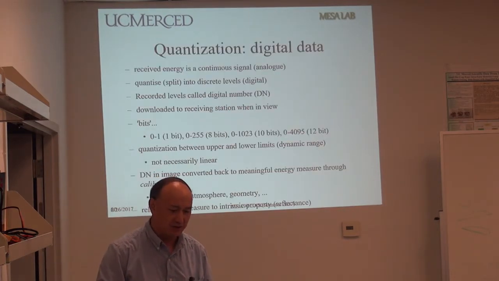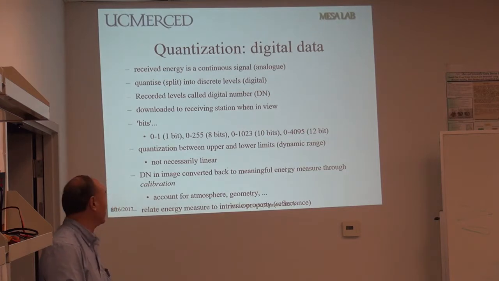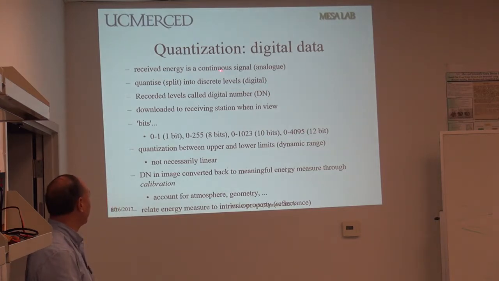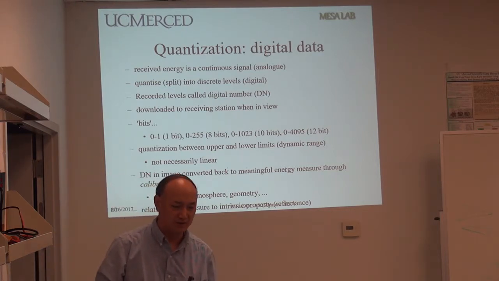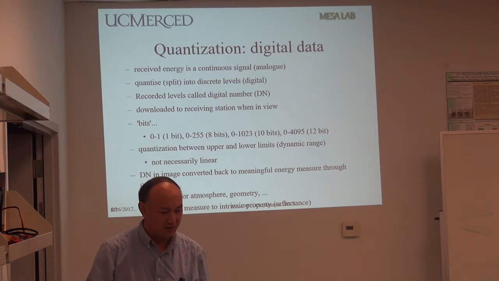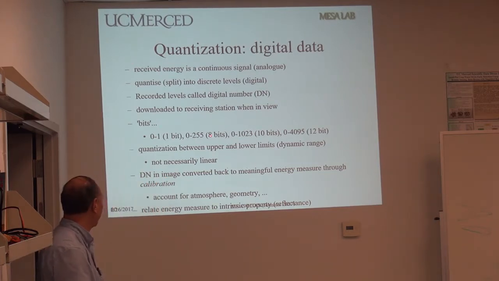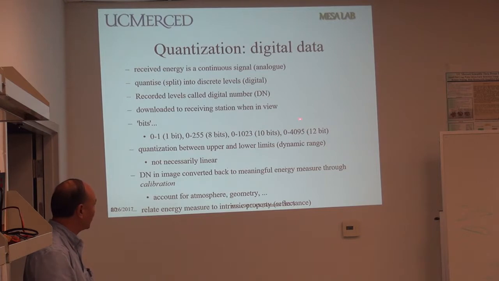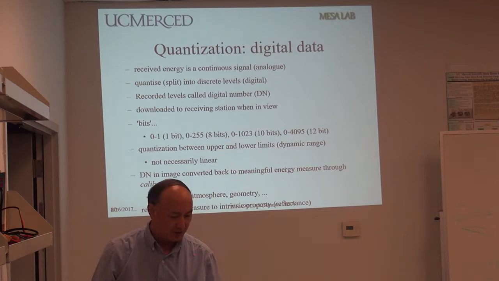So when you have an image, then we need to talk about image quantization. So the digital data. The received energy is a continuous signal, it's analog, it's continuous. And we need to quantize it, split it into different discrete levels, called digits. So the recorded levels are called DN, digital numbers, downloaded to a receiving station when in view, in terms of bits, okay? So I guess you know what bits are: 8 bits, 10 bits, 12 bits. And these are the different levels of quantization steps, okay? Upper and lower limits, not necessarily linear, okay.